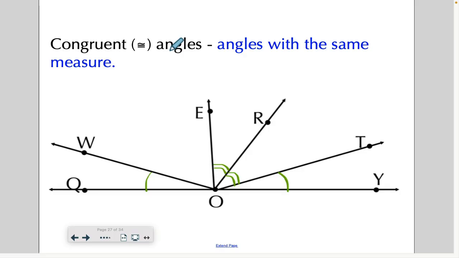Congruent angles are angles with the same measure. I know we did this last week, but we only say congruent segments. Please fill in that definition. Congruent angles are angles with the same measure.